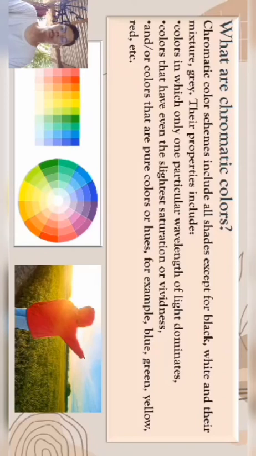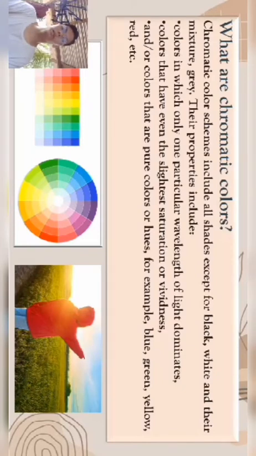When we say chromatic colors, those color schemes include all shades except for black, white, and their mixture gray. Their properties include colors in which only a particular wavelength of light dominates, colors that have even the slightest saturation or vividness, and or colors that are pure colors or hues, for example, blue, green, yellow, red, etc. Chromatic colors are ones where only one particular wavelength predominates. These would be colors like blue and green, hues in this spectrum. They are referred to as pure colors.